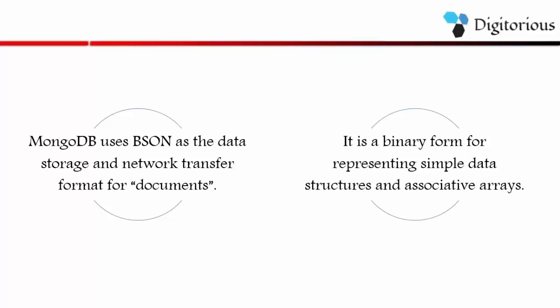BSON types are nominally a superset of JSON types. JSON does not have a date or a byte array type, with one exception of not having a universal number type as JSON does. So this was how MongoDB uses BSON.